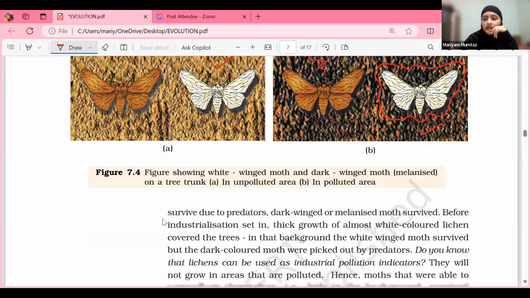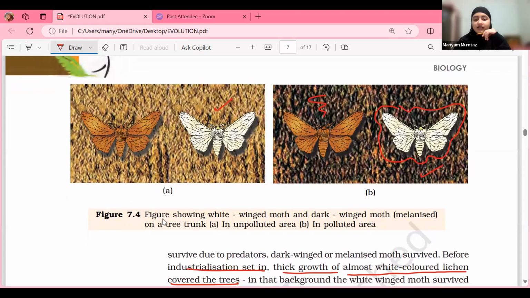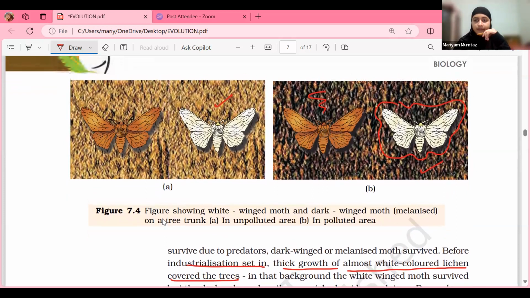So what happened is that before industrialization set in, a thick growth of almost white colored lichen covered the trees. You know what lichens are? The association between algae and fungi. A unique property of these lichens is that they grow wherever there is less pollution. They grow in a pollution-free area. More particularly, in any area that has SO2, sulfur dioxide, they would not grow.